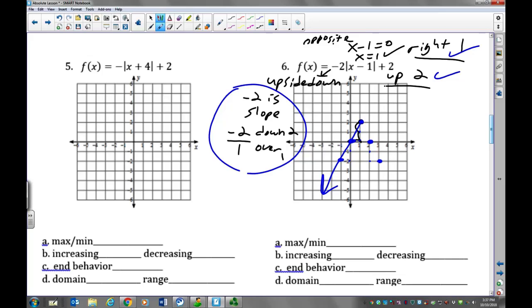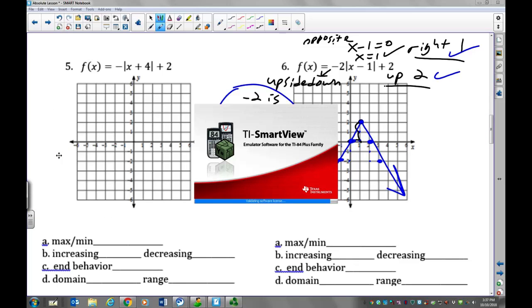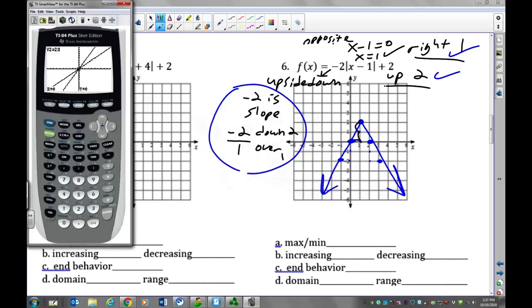Now, just to verify we did this right, you can use your graphing calculator to check. So if you get out your graphing calculator, there it is. We're going to clear those 2 graphs and make sure our plot 1 is turned off, which it is. To do the calculator now, absolute value is under the math button. So first we're going to go negative 2 like that, and then the math button.